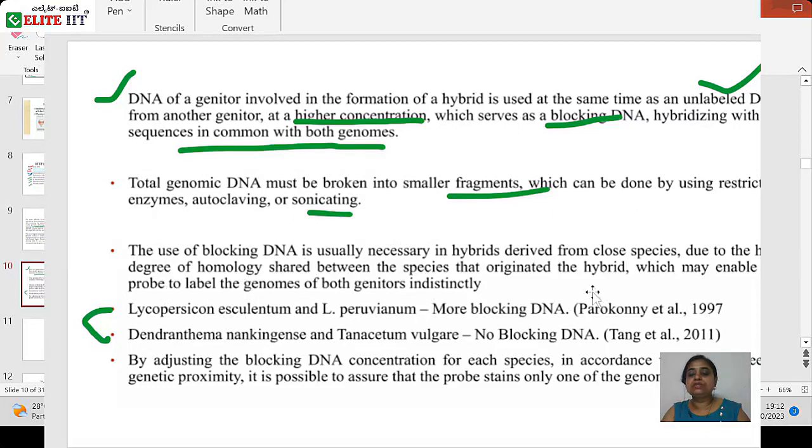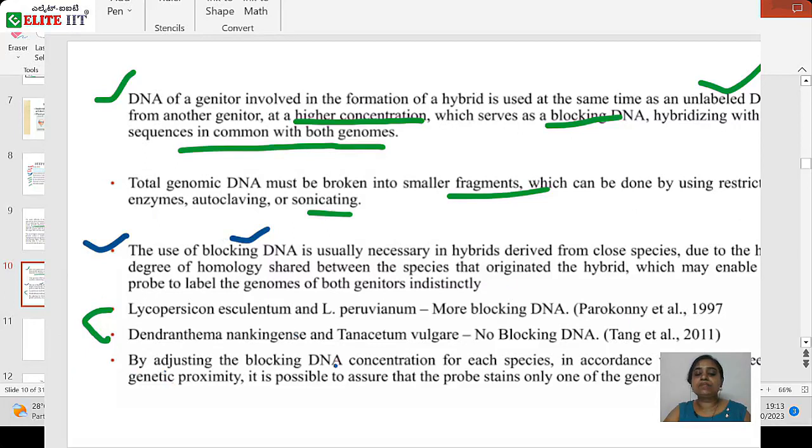Now, due to the high degree of homology shared between the species originating the hybrid, the probe may label the genome of both genitors indistinctly. So, if you want to identify the separate genitor, you are checking whether similarity is there. In order to avoid non-specific hybridization, you have to use blocking DNA. One example is given, nothing else.